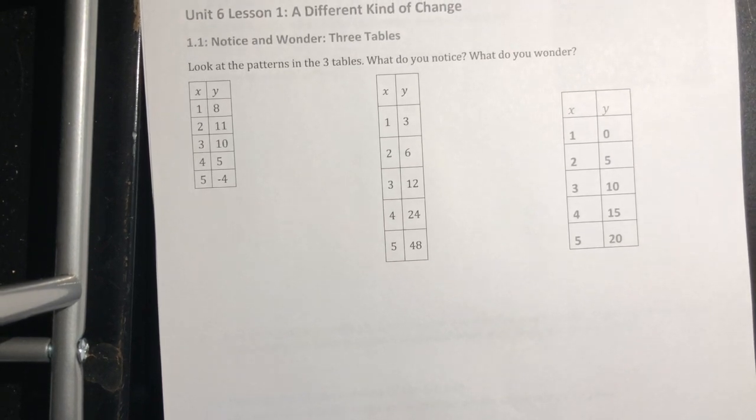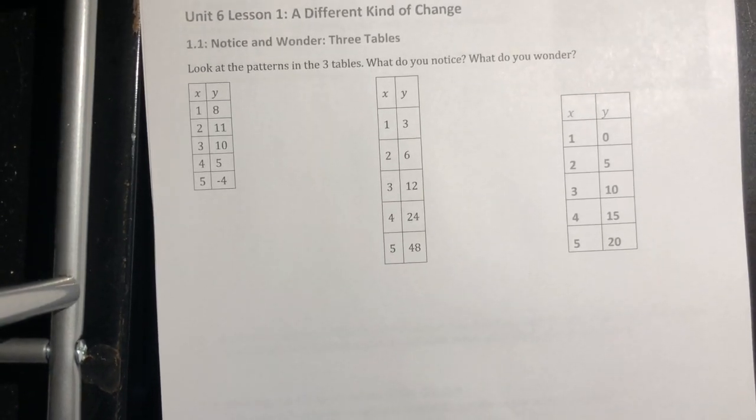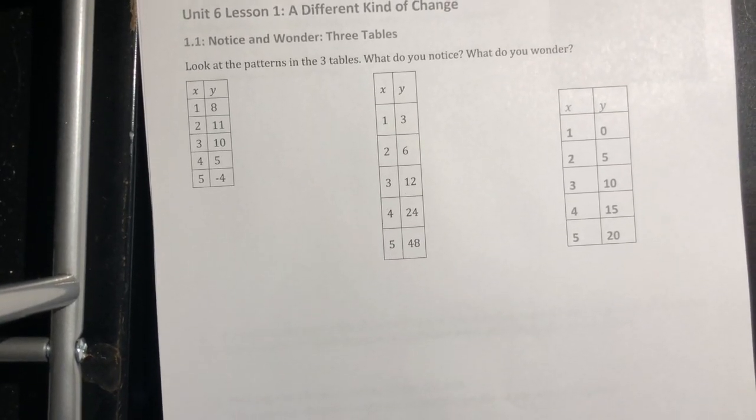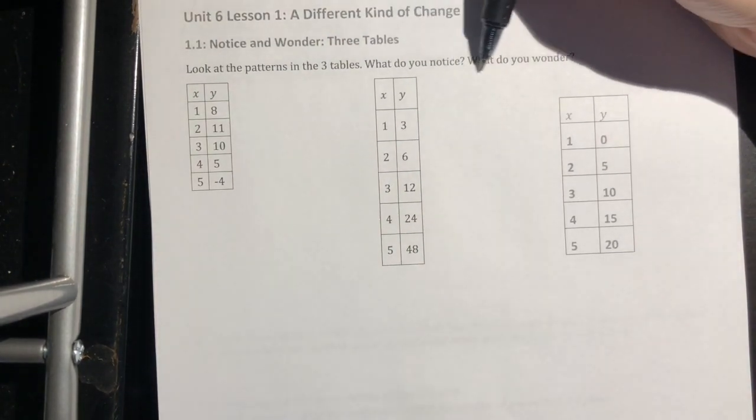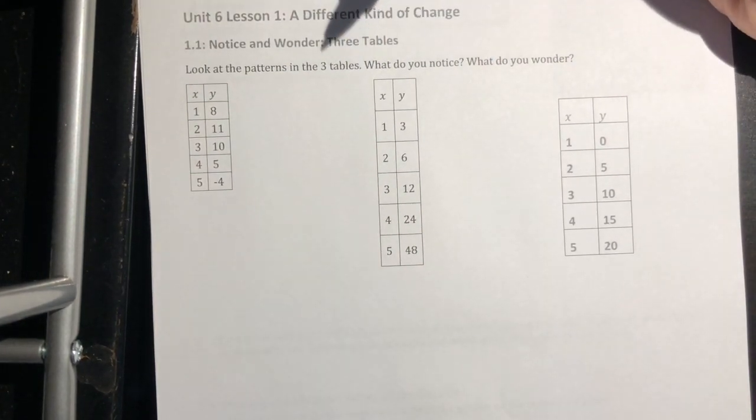One of them's fairly obvious, one of them's pretty obvious, and one of them's a little bit trickier. So take a moment, pause the video. What do you notice about each table? What kind of patterns of growth or decay do you see?